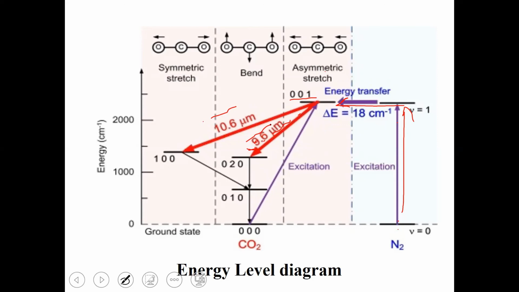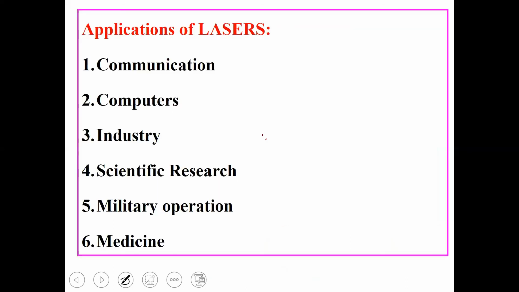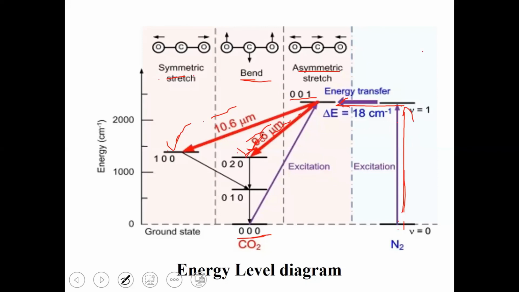The molecule then returns to the ground state, 000. Essentially, the nitrogen atom is excited to an excited state. This excited nitrogen atom collides with a carbon dioxide molecule in the asymmetric mode. Then a transition takes place from asymmetric to bending, or asymmetric to symmetric. This is one transition. It is responsible for the laser emission at 10.6 micrometers and 9.6 micrometers. This is about the working of the CO2 gas laser.